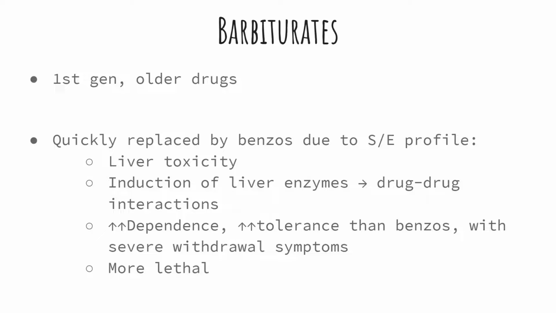So, moving on to the second class of sedative hypnotics and anxiolytics. Okay, we are done with the benzodiazepines, probably the most important class in this lecture. Now we move to a second class, which is actually an older generation of drugs. These are called barbiturates. Barbiturates are first generation older drugs.